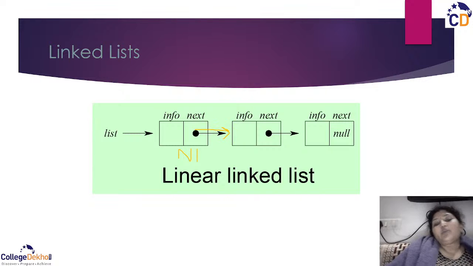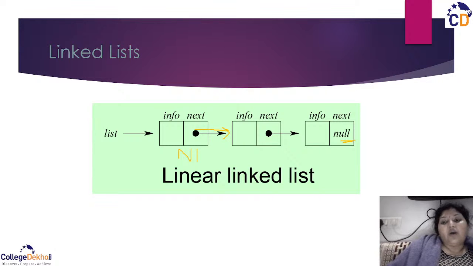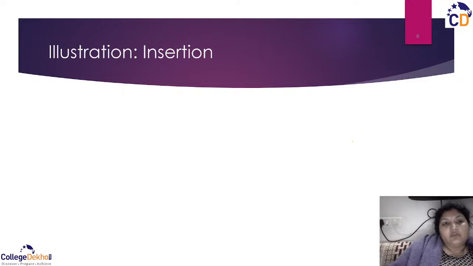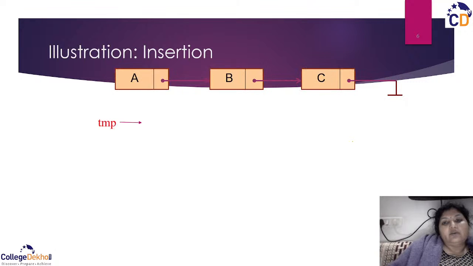So this is how it is connected. And at the last, you may see at the end, we have the null value in the address part. So this is how a linked list is maintained, and the values are maintained too. Let us see some operations on linked list, right?